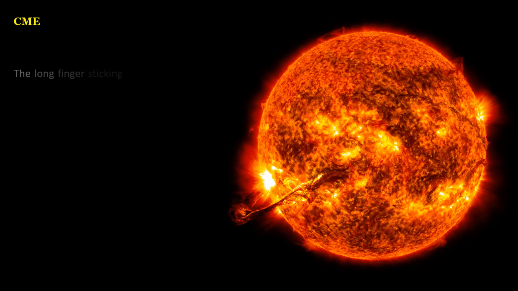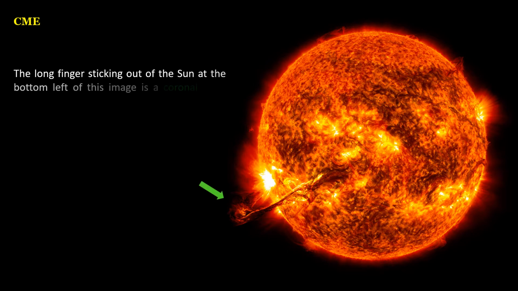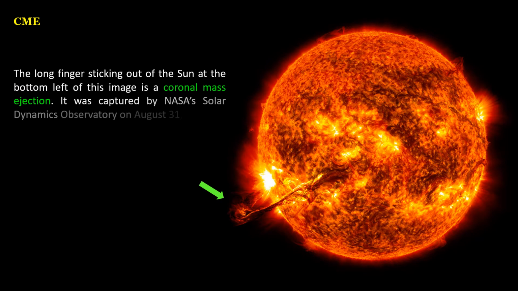The long finger sticking out of the Sun at the bottom left of this image is a coronal mass ejection. It was captured by NASA's Solar Dynamics Observatory on August 31, 2012.